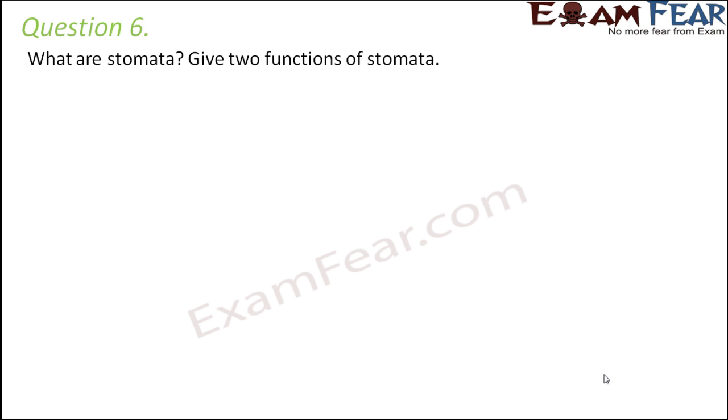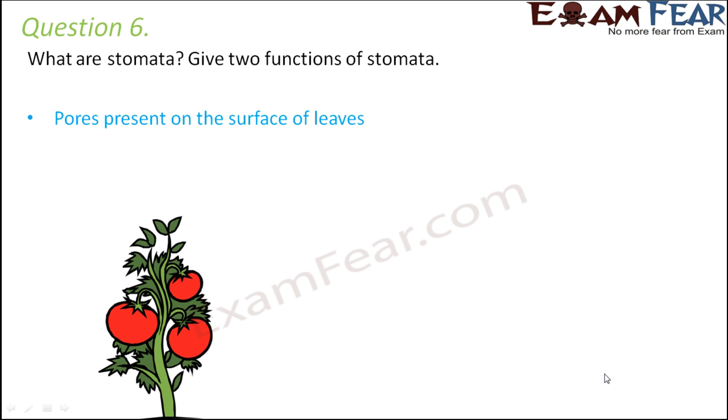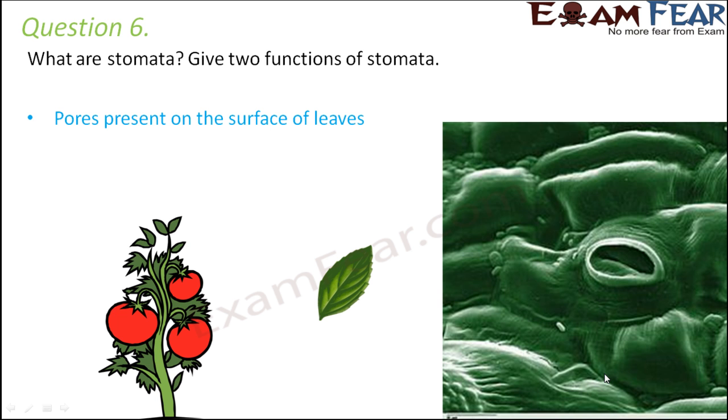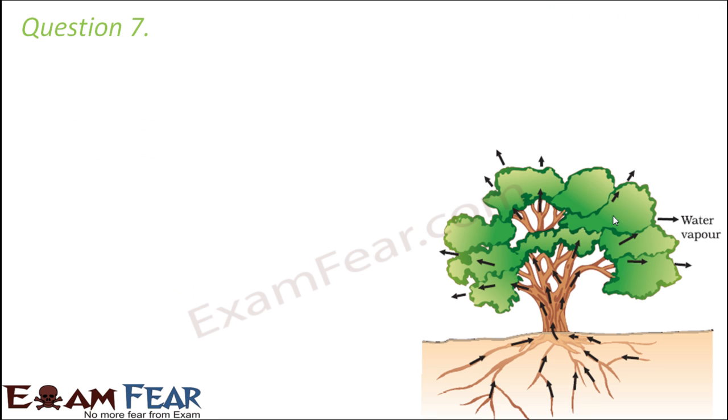Question number 6. Water stomata, give two functions of stomata. These pores are present on the surface of leaves, and what do they do, as we all know? If you look at these pores, they act like the windows for the leaves. Basically, these help in gaseous exchange, that is exchange of oxygen and carbon dioxide. It also helps in transpiration, that is loss of water due to evaporation. So these are some of the very important basic functions of stomata.